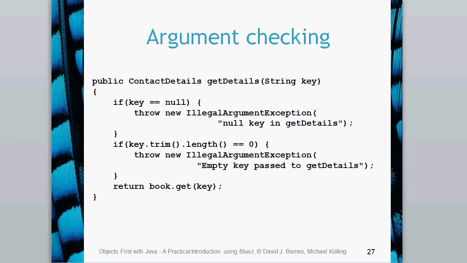So what we've done there in getDetails, we throw an illegal argument exception, null key in getDetails, and then we throw another exception there, empty key passed to getDetails. So at the moment we've got some good fault diagnosis in there. If we went through our program and tried to run it, rather than the program just ending and not working, we can specify whether the key wasn't there or whether there was some other problem with the key. Okay, so that's a good bit of fault diagnosis using throwing there.